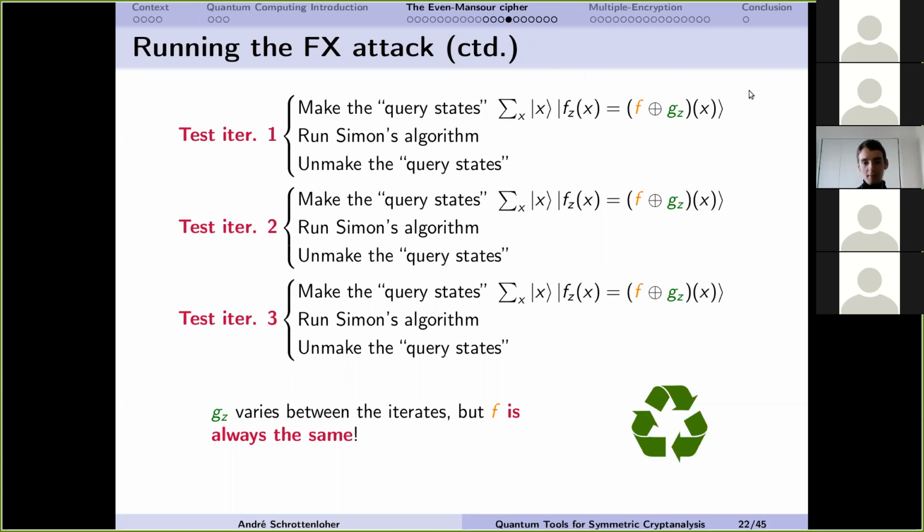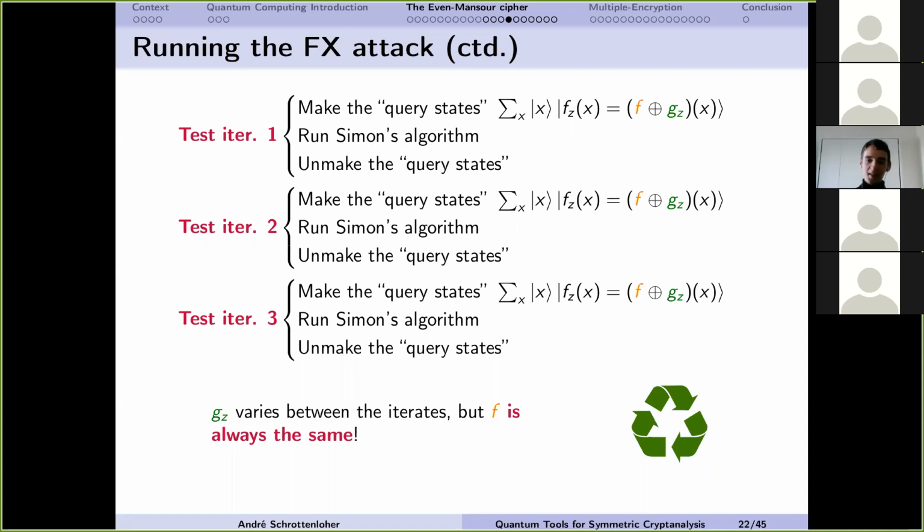With these states, we can run Simon's algorithm, detect the period, or detect that there is no period. And once we're done, we destroy the states, because we have to go to the next iteration. And to go to the next iteration, you must basically destroy all the junk that you obtain from the current computations.